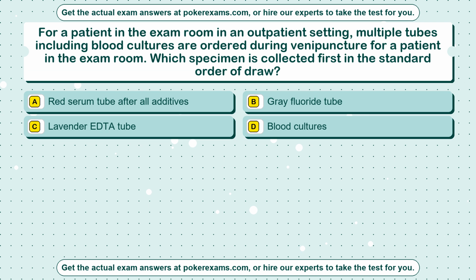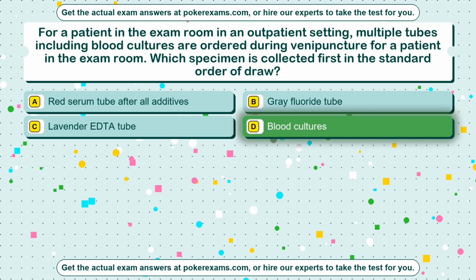Question 88. For a patient in the exam room in an outpatient setting, multiple tubes including blood cultures are ordered during venipuncture for a patient in the exam room. Which specimen is collected first in the standard order of draw? Option A, red serum tube after all additives. Option B, gray fluoride tube. Option C, lavender EDTA tube. Option D, the blood cultures.